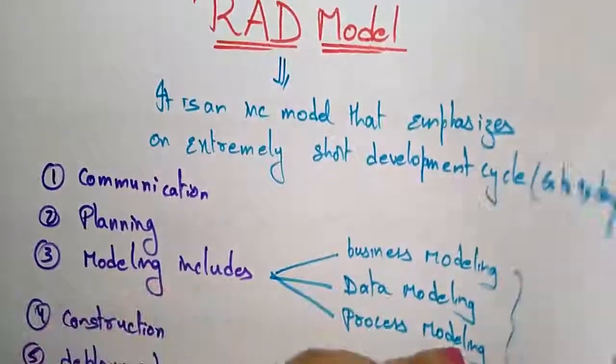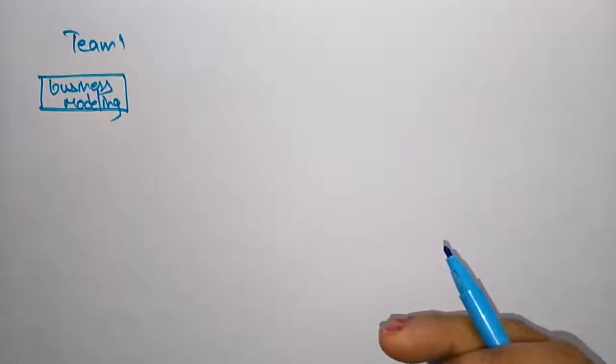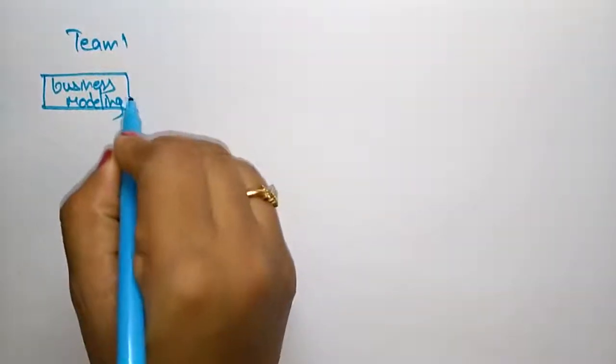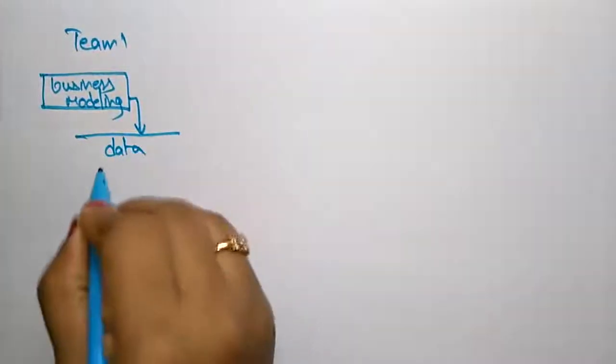Okay. So let me draw the diagram of RAD model so that you can understand what exactly the RAD will differ from the incremental model. So this is the team 1. The team 1 first goes for the business modeling. So after taking the specifications from the customer, means the communication and planning, they try to model the project. The modeling can be, each team will model each module. So first they try to build the business modeling of the planning. Next they try to build the data modeling.